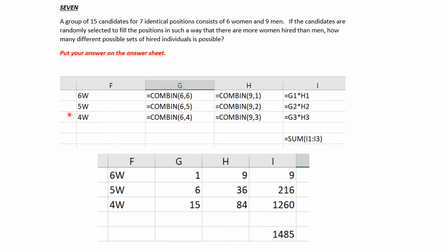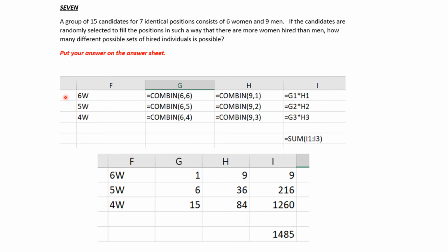So if you're thinking about that, if there are going to be more women than men, what you can do is, you have 15 candidates, 6 women and 9 men, but there were 7 positions, so the most number of women you can have is 6, 5, and 4. These are disjoint cases, but these will be cases where there are more women than men in the hiring slate. So we'll look at these each in turn.